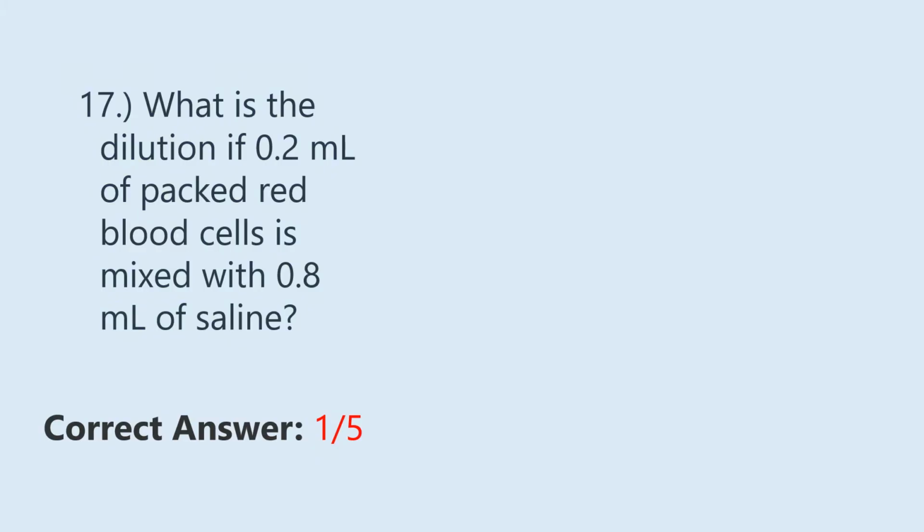For number 17, what is the dilution if 0.2 ml of packed red cells is mixed with 0.8 ml of saline? So dilution is equal to volume of solute over total volume. So you have here the volume of solute, which is 0.2 ml over 0.2 ml plus 0.8 ml of saline. So you have 0.2 ml over 1 ml.